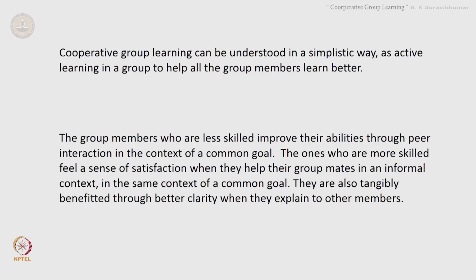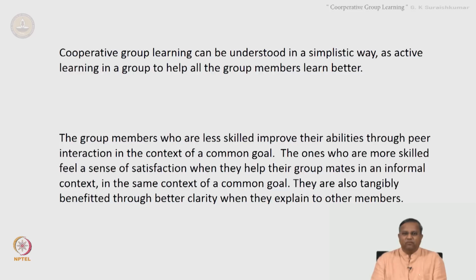And on the other side, the ones who are more skilled, for whom things come easily, feel a sense of satisfaction when they help out their group members. Okay. And this happens in an informal context, in the same context as that of the common goal. This way it all becomes smooth, there is no you versus I. The learning is much better, the satisfaction is much better, therefore everybody gains.